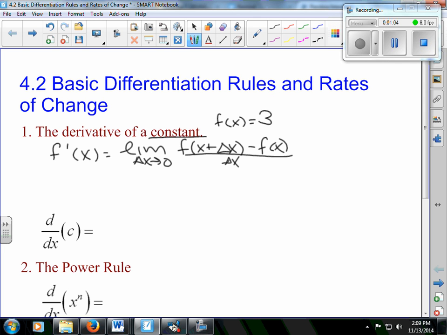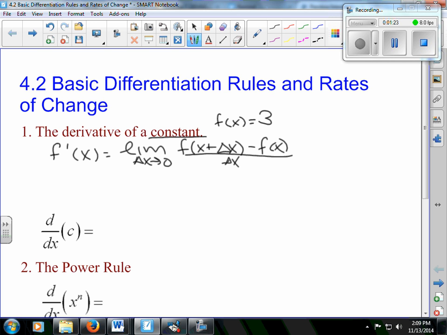Just by the definition of the word constant and the idea that a derivative is measuring how something changes, or a rate of change, we know that a rate of change of something that's constant should be 0. And I'm going to show you that that's how this limit works out.